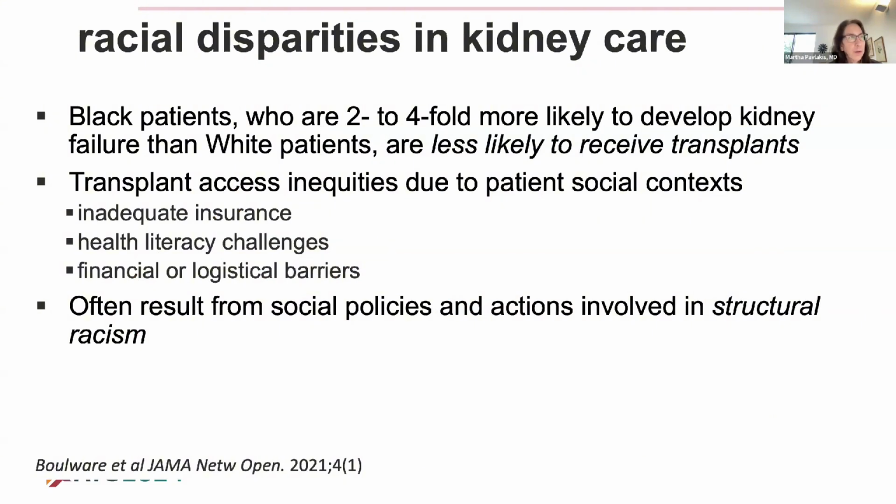As you all know, you're all nephrologists or nephrologically aware, there are racial disparities in kidney care, not just transplant access, but all across the board. Black patients in America, who are 2 to 4-fold more likely to develop kidney failure than white patients, are less likely to receive transplants. The transplant access inequity that I'm talking about can be due to patient social contexts like insurance problems, health literacy, financial or logistic barriers, but these disparities often result from policies and actions involved.